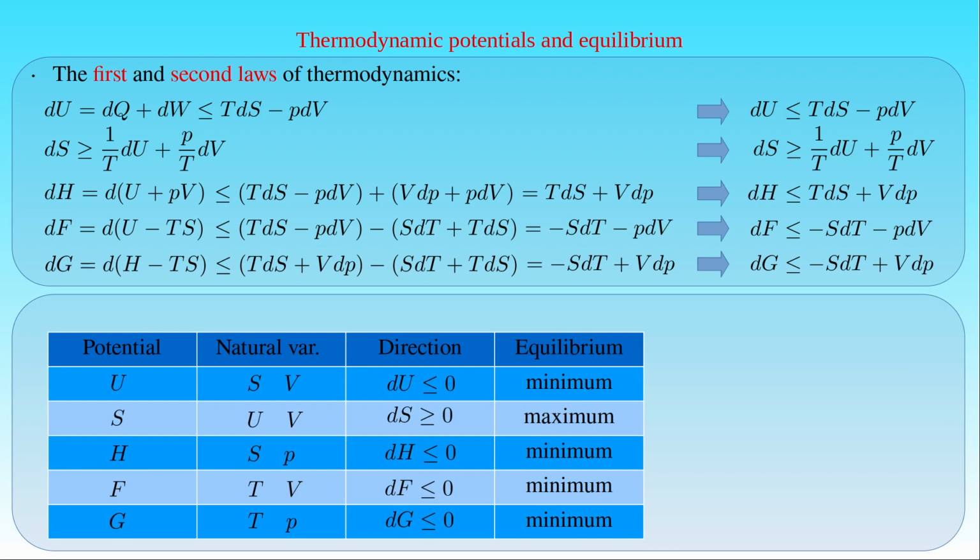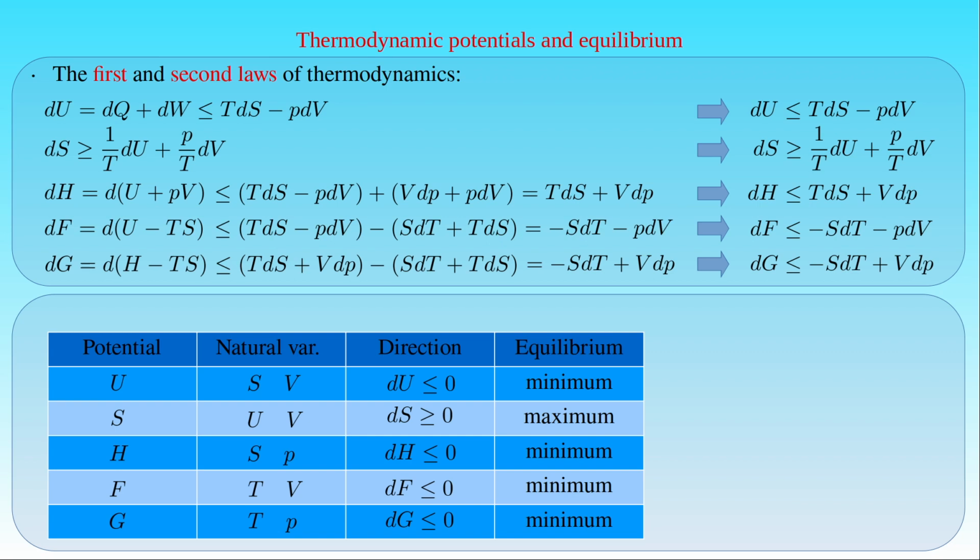The natural variables of the internal energy U are the entropy S and the volume V, as seen in the first inequality. The second inequality shows that the natural variables of the entropy S are the internal energy U and the volume V. The natural variables of the enthalpy H are the entropy S and the pressure P, as seen in the third inequality. This table shows that one of the natural variables of internal energy, entropy and enthalpy is a thermodynamic potential, and the other one is a state variable.